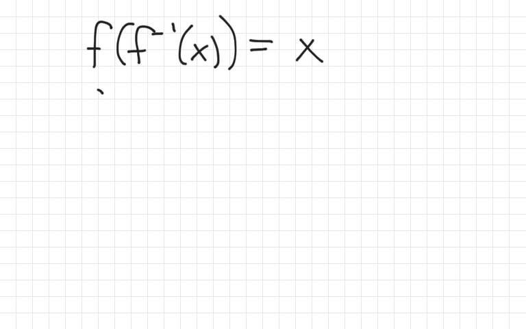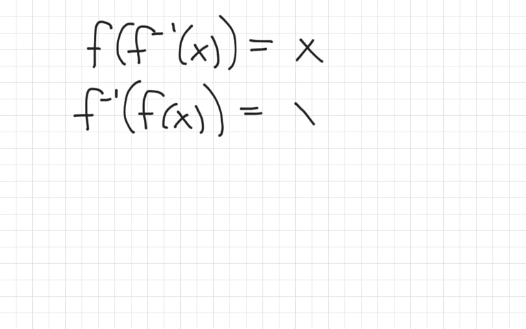Two functions are inverses if you do a composition of functions where you put the inverse into the original function and the simplified answer is x. Or if instead you compose the original function into the inverse and you also get x, then these are said to be inverses of each other. Here's the kicker though.